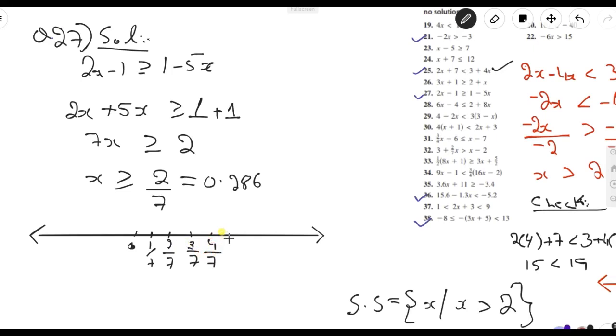You just divide the distance between 0 and 1 into 7 equal parts. That's what it means. So each part represents the 7th fraction, 1 by 7. That's how you do it. So all the values which are greater than or equal to 2 by 7: greater than or equal to means you put a solid circle because this number is included. Greater means you highlight the line on the right side of this number. So it is going to be this.